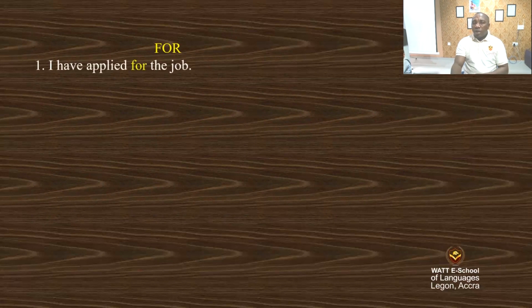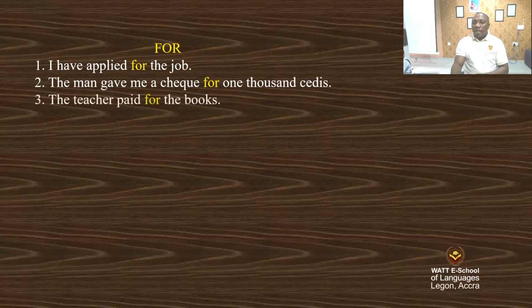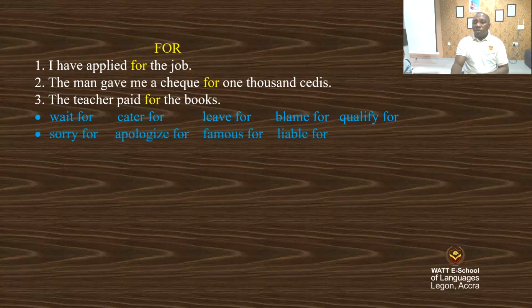We have, for example, I have applied for the job. The man gave me a check for 1,000 cedis. The teacher paid for the books. So let's see the words that go with for. Wait for, cater for, live for, blame for, qualify for, sorry for, I am sorry for this, apologize for, famous for, liable for.